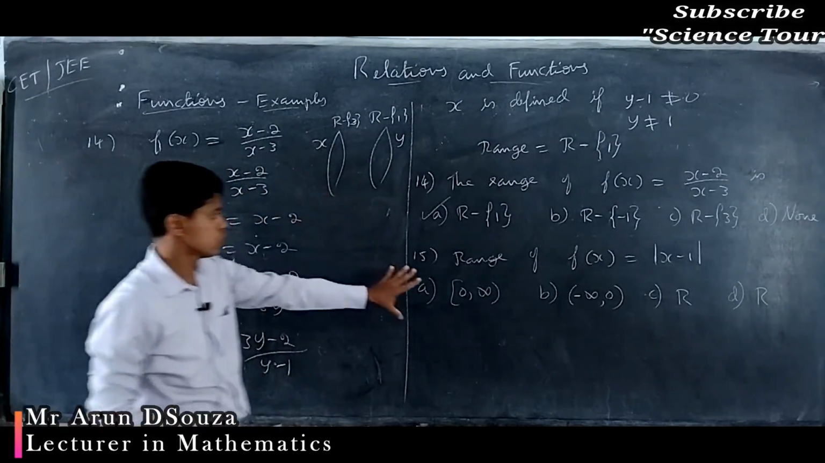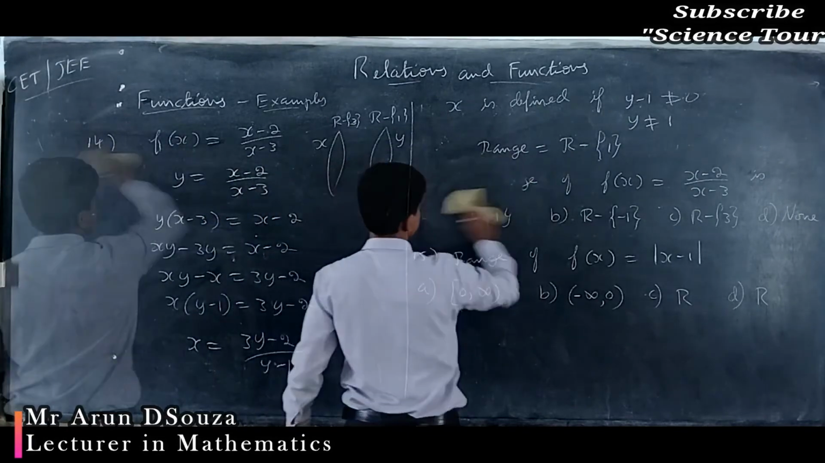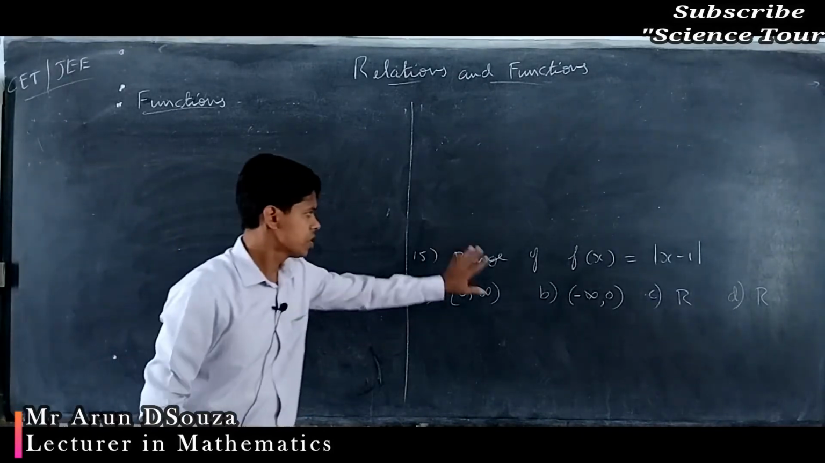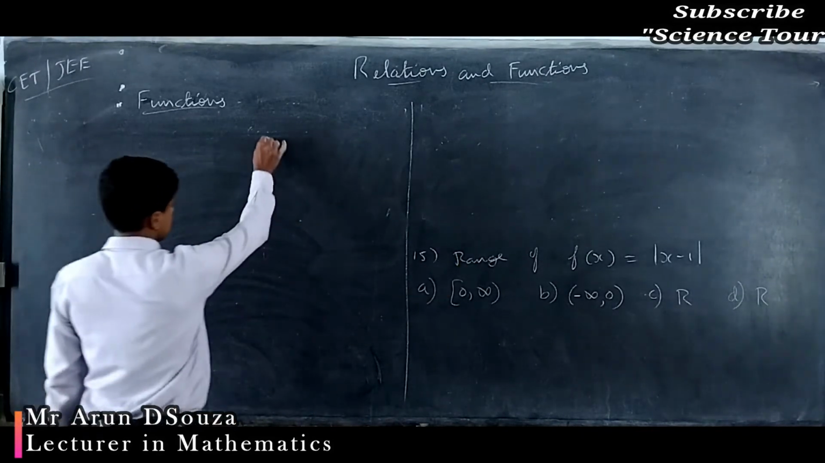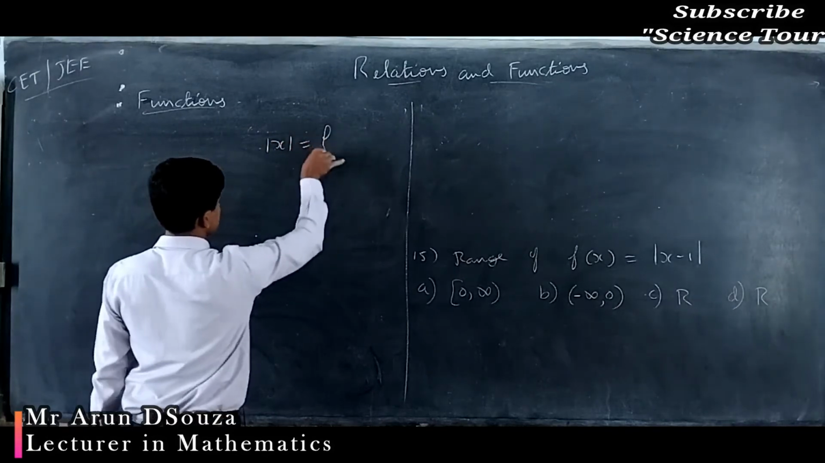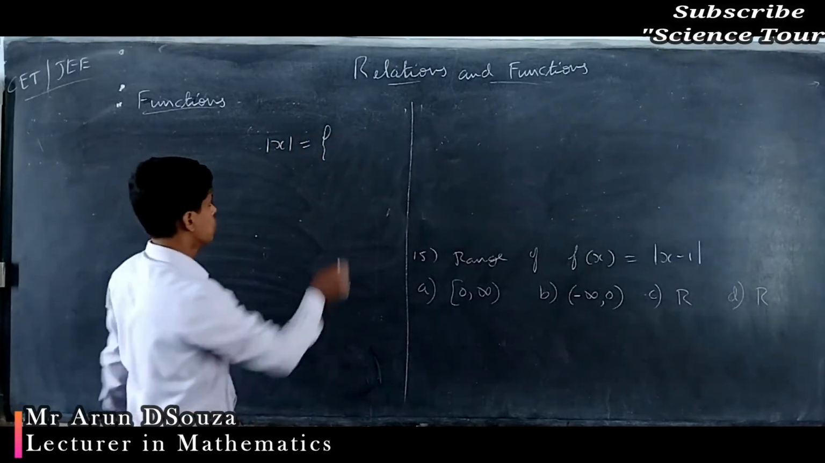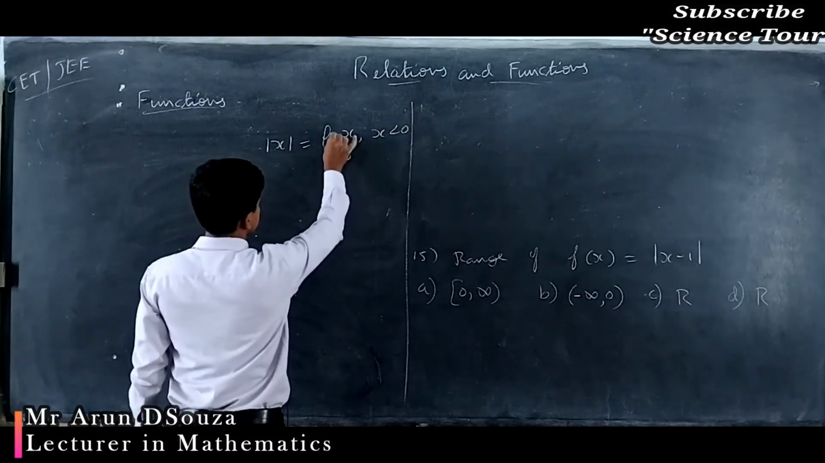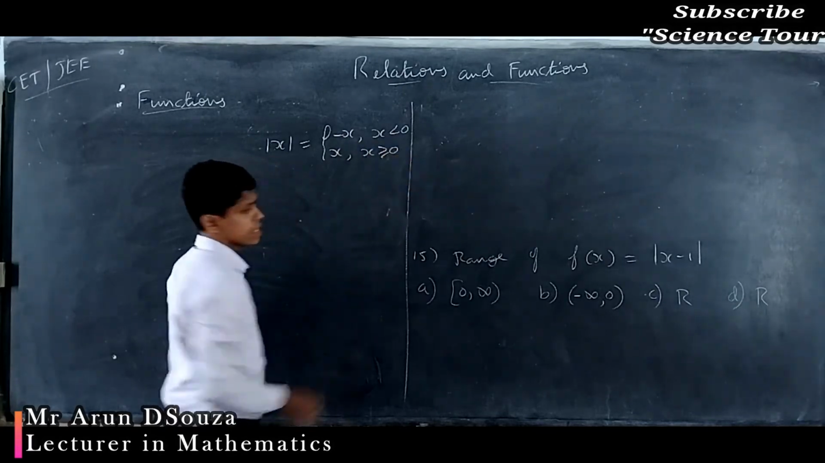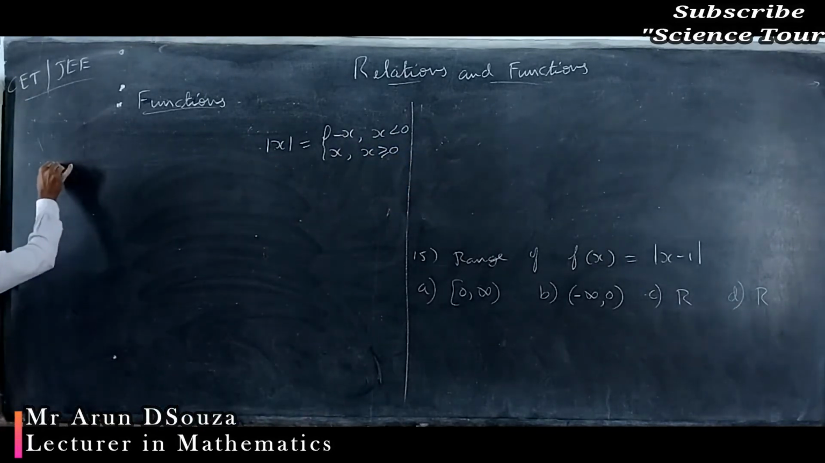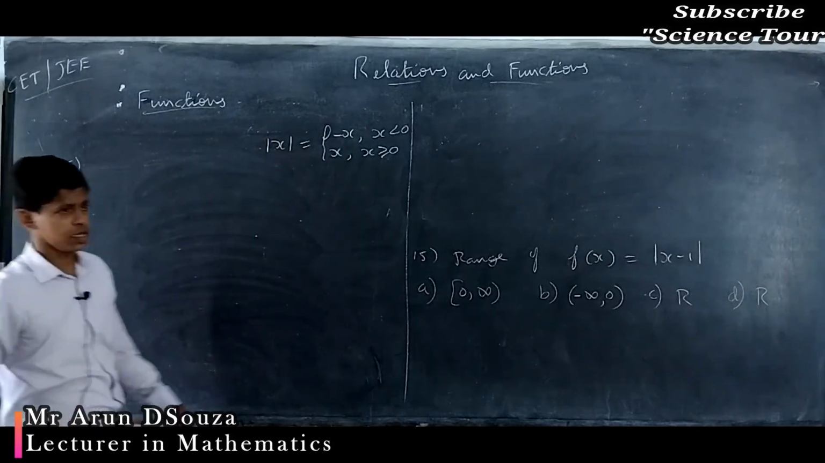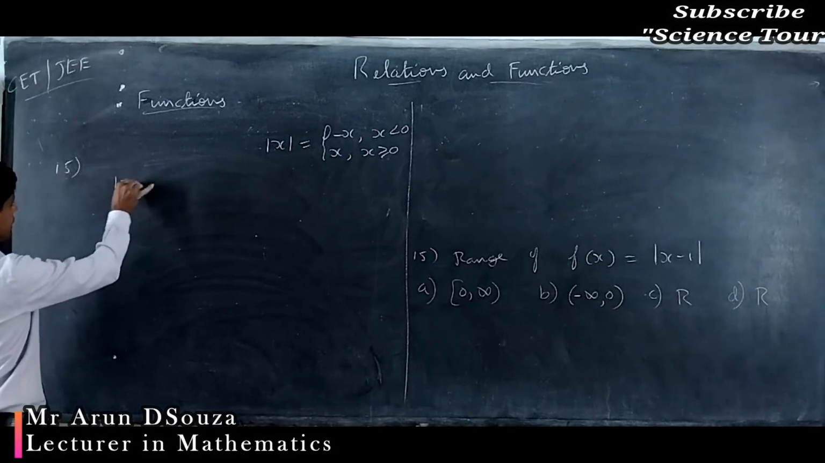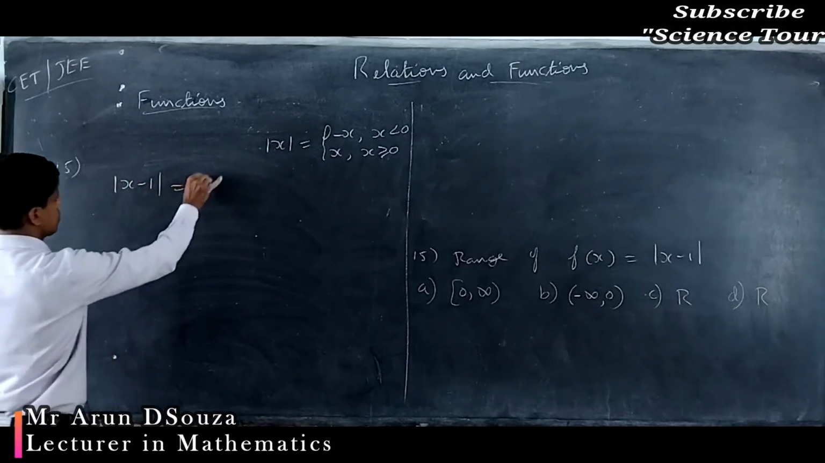Now let's move on to the 15th question. Once again, the 15th question is finding the range. Now this requires the knowledge of the modulus function. So I'll write the modulus function for you. This is minus x if x is less than 0, and plus x if x is greater than or equal to 0. Now let me write the given modulus function as two separate branches.